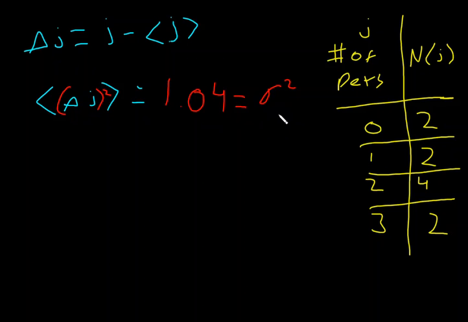But it turns out, and I'm not going to prove this, that sigma squared is equal to the expectation value of J squared minus the expectation value of J, that squared. And if you do this, you'll get 1.04. So that's pretty cool that it turns out the same both ways. And this is really important. So hopefully you're absorbing this.